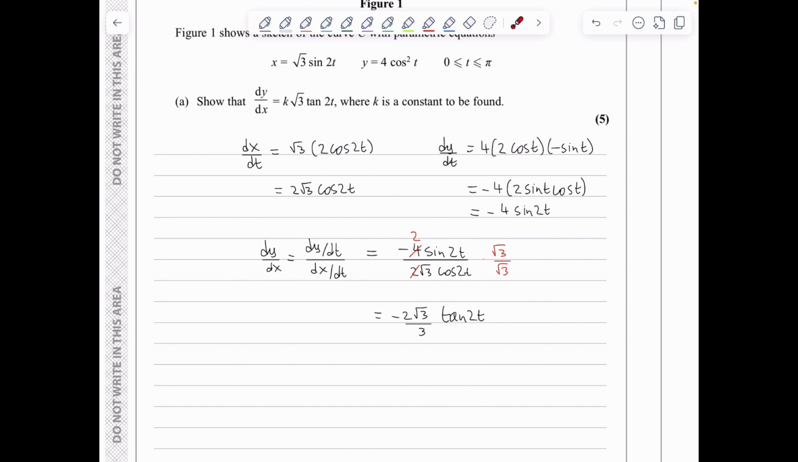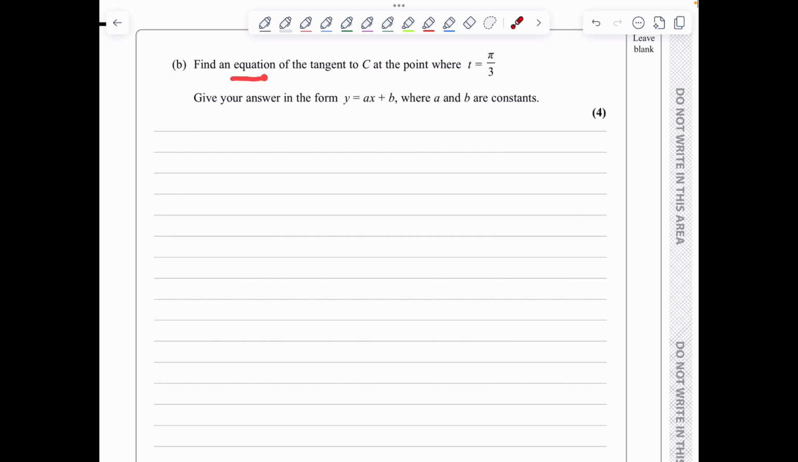And if I compare with the answer I had to arrive at, I can see that k is negative 2 over 3. So I simply state here that k is equal to minus 2 over 3. In part B, we're asked to find an equation of the tangent to C at the point where t is pi over 3, and we need to give our answer in the form y is ax plus b, where a and b are constants. Well, let's start by recalling the expressions for x, y, and dy/dx in terms of t.